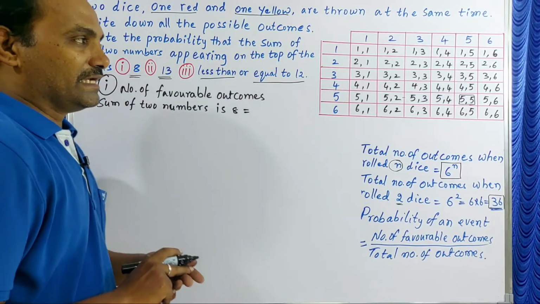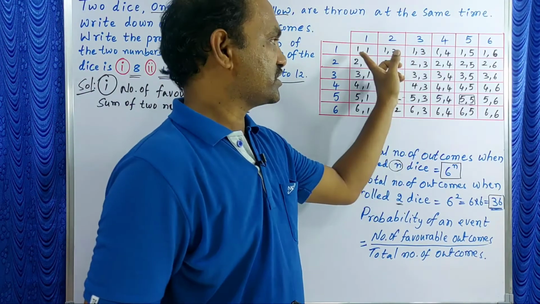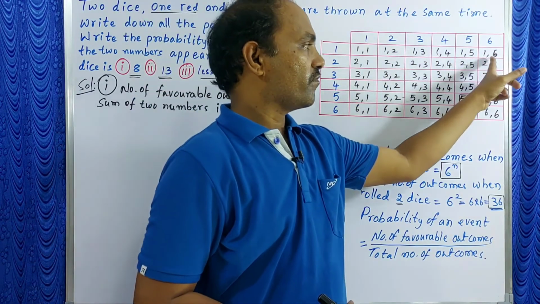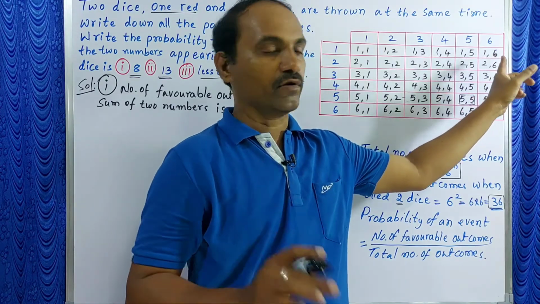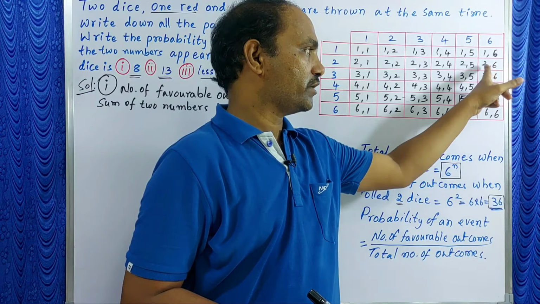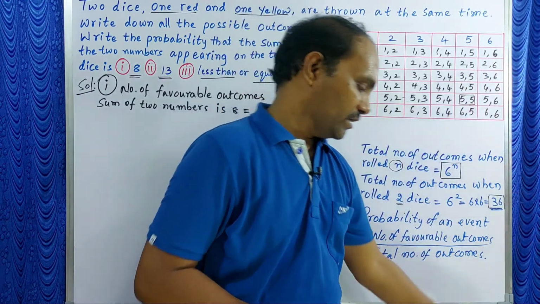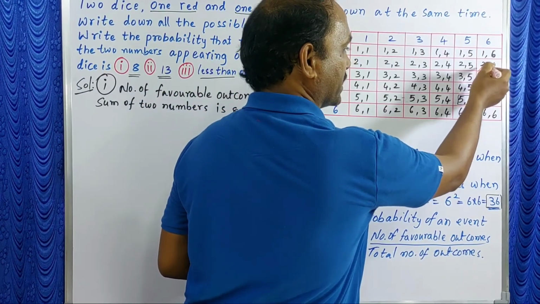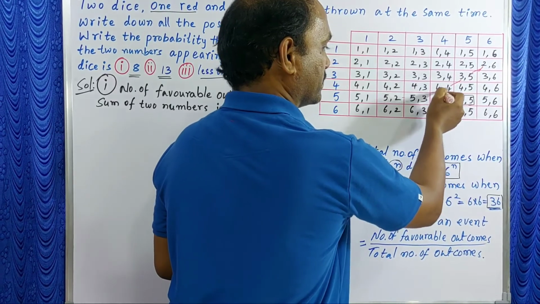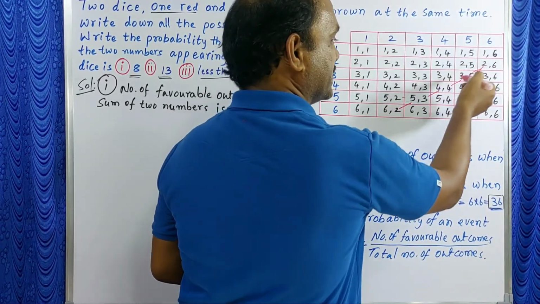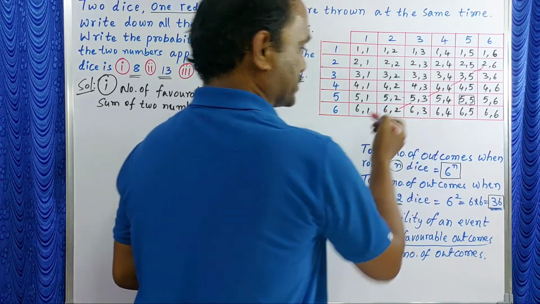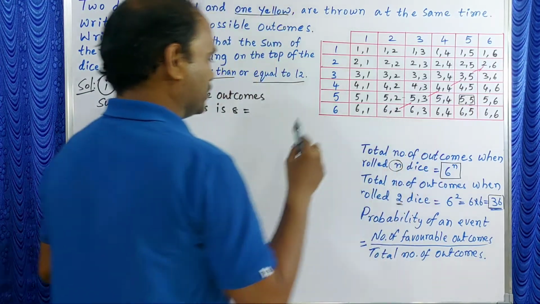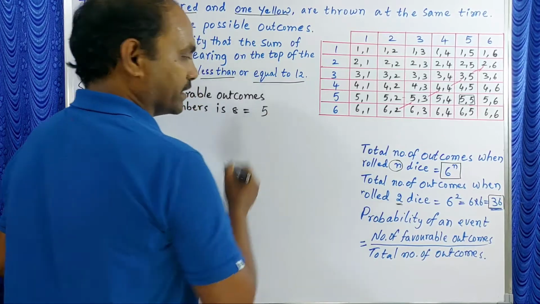Let us check in this table. First check the first row here. Whose sum is 8? Here 1 plus 6, 7 only. Then check this one. Here 2 comma 6, 2 plus 6, 8. That's why take this one and the diagonal, you should take the diagonal here. This one, this one, this one and this one. So 2 6, 3 5, 4 4, 5 3, 6 2. How many favorable outcomes are there? 1 2 3 4 5. So 5 favorable outcomes are there.